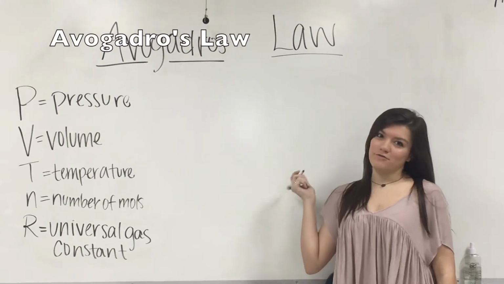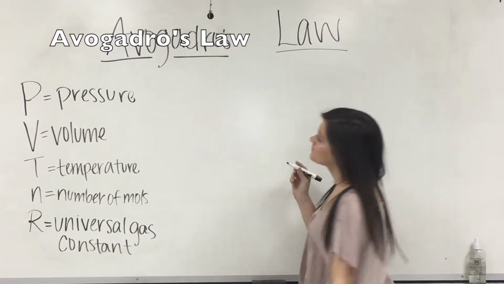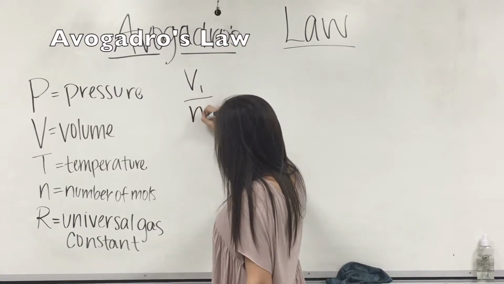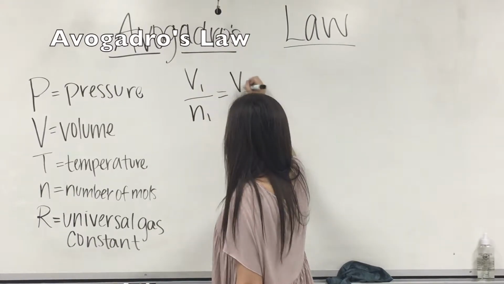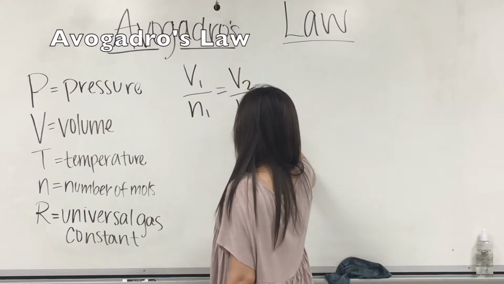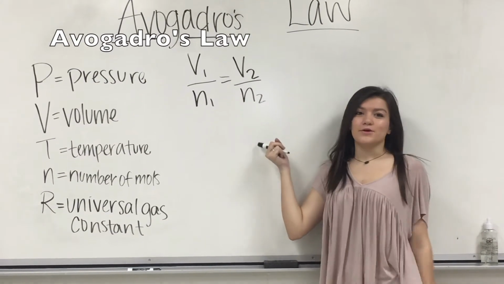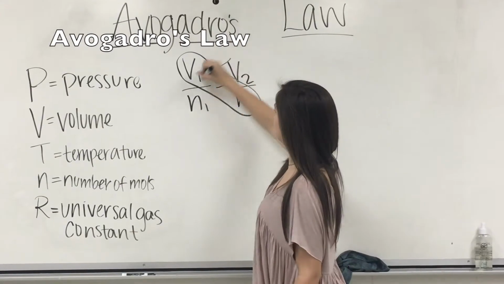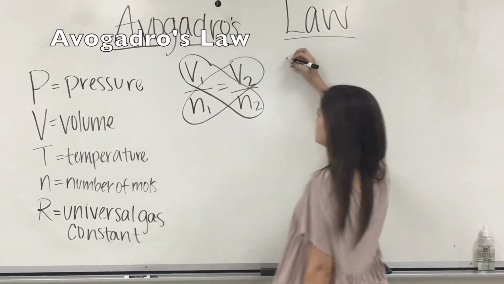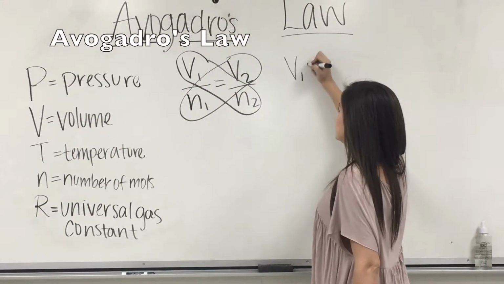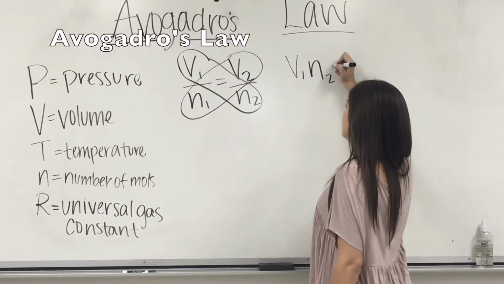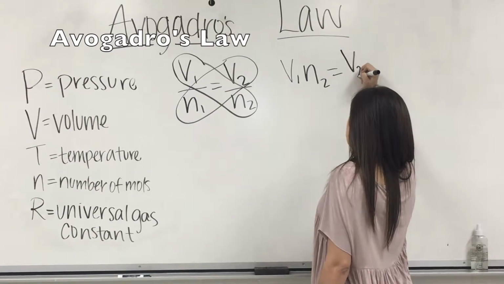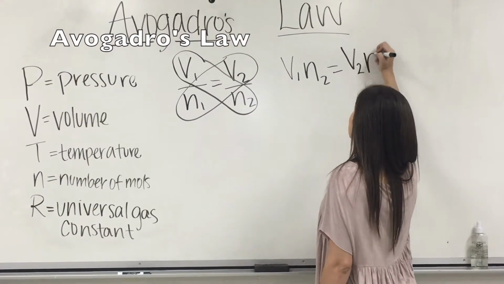Now I'm explaining Avogadro's law's equation. It is V1 over N1 equals V2 over N2. A more friendly way to work with this problem is if you cross multiply both of them, and you get a new equation that's V1 times N2 equals V2 times N1.